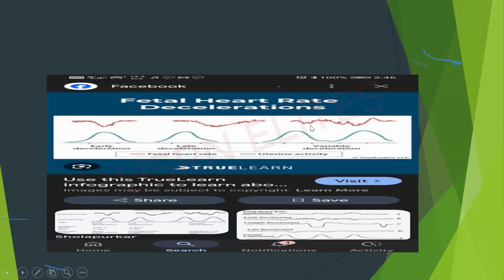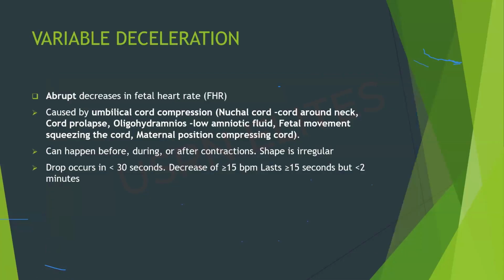And variable, you can see that this one has no pattern. It can decrease, increase at any point in time. It doesn't go with contraction. It can decrease when there's contraction. It can decrease when there's no contraction. So that's variable.